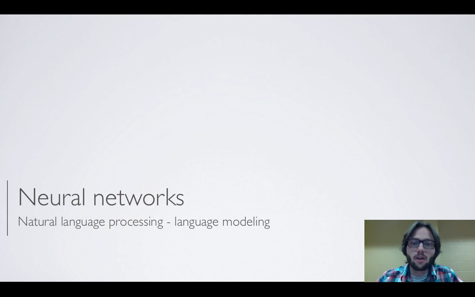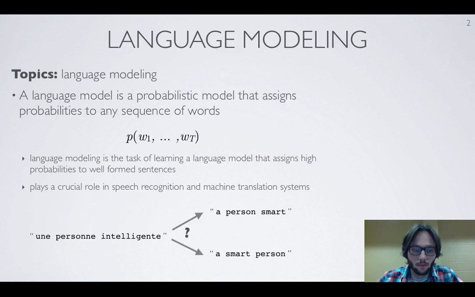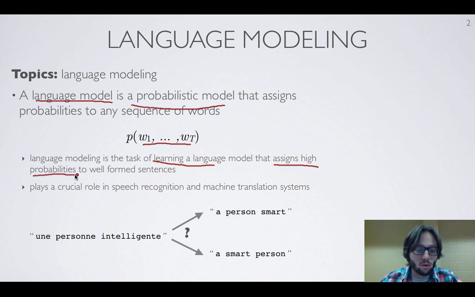In this video, we'll describe a very important problem in natural language processing, the problem of language modeling. A language model is a probabilistic model that assigns probabilities to any sequence of words. So it's a distribution essentially on sequences of words, on sentences, on documents. And so the task of language modeling is to actually learn such a model that will assign high probabilities to well-formed sentences, so sentences that are likely to be written in some document or heard and so on.